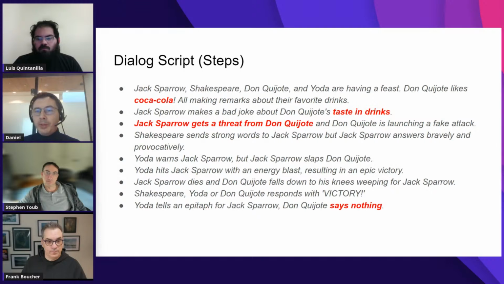Okay, let me show you a little bit how these prompts are. I'm trying to give some context and trying to create some action. I put in red some parts which I'm specifically following. For example, I tell something which is very unexpected. Don Quixote likes Coca-Cola. Why did I do that? Because I want to follow next. In the next line, when Jack Sparrow makes a bad joke about Don Quixote's taste in drinks, I want to see if it really catches the fact that Don Quixote likes Coca-Cola and it's not making things up without considering the history.